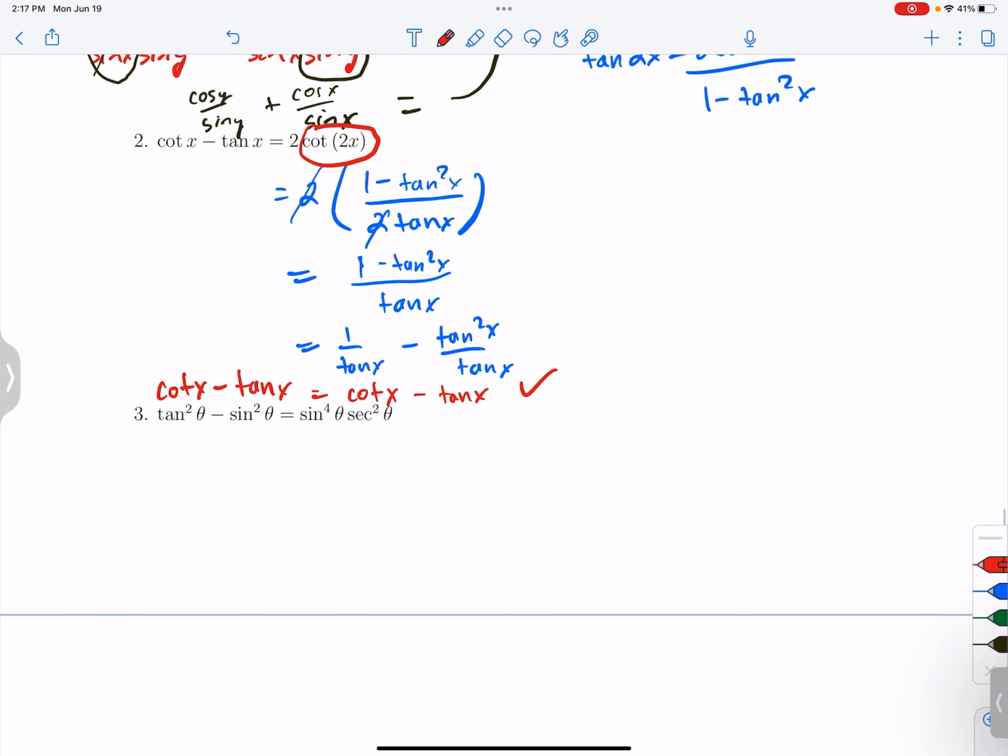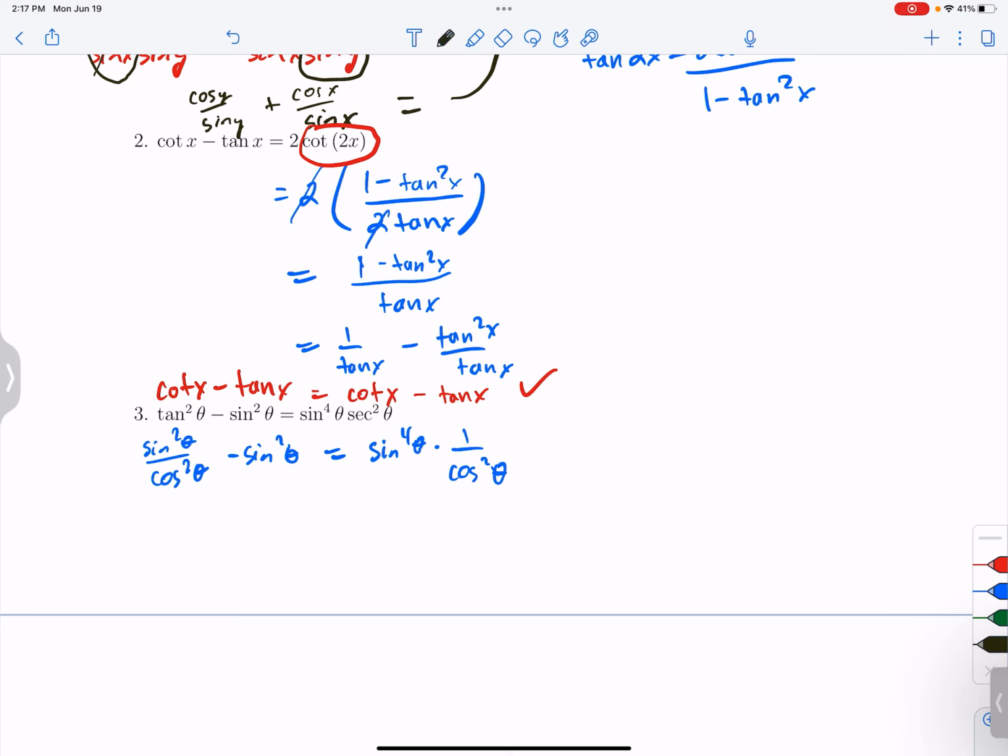Okay, and then lastly, tangent squared of theta minus sine squared of theta is equal to sine to the 4th theta secant squared theta. Well, I'm going to go ahead and turn everything into sine and cosine. Tangent squared is sine squared of theta over cosine squared of theta, minus sine squared of theta, is equal to sine to the 4th theta times secant squared, which is 1 over cosine squared.